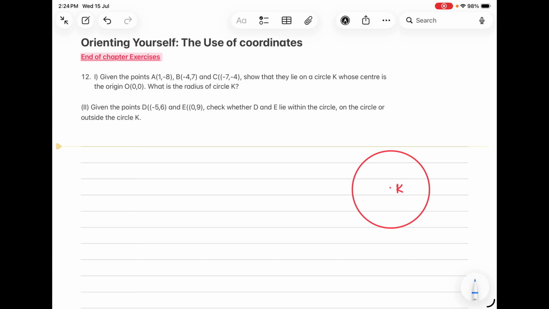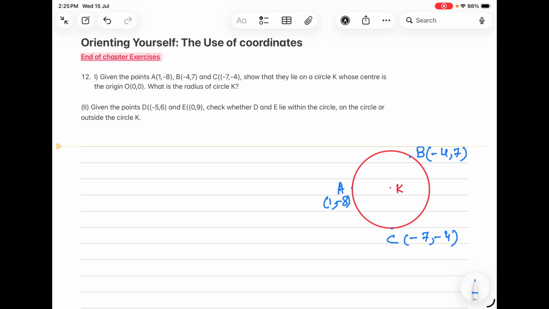So first we are taking a circle K. A, B, C are 3 points on the circle. We have to check whether they are lying on the circle or not. So suppose I am taking A here, B here and C here. The coordinates are given: for A, 1, minus 8, for B, minus 4, 7, and for C, minus 7, minus 4.